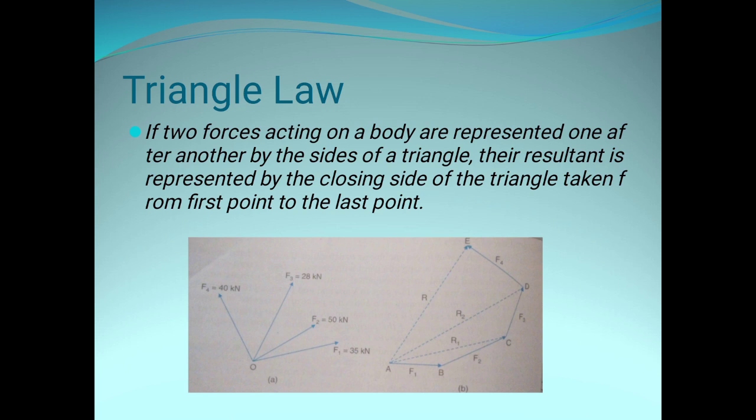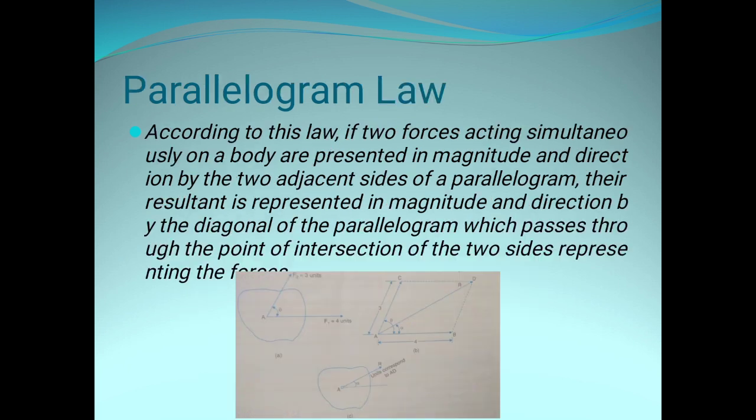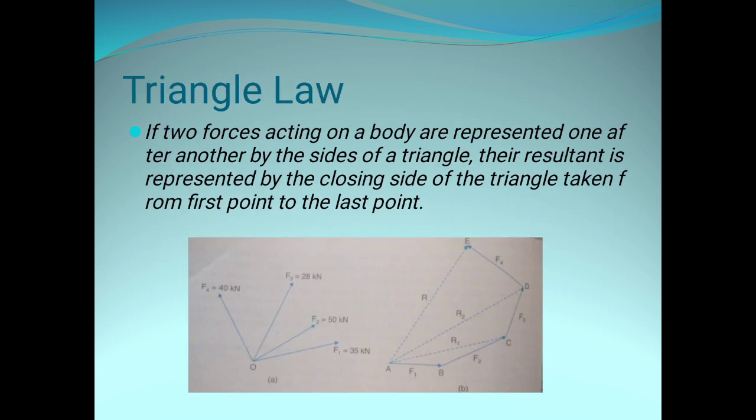So the third side of the triangle is taken as the resultant force. In the previous case we took the diagonal of the parallelogram as the resultant force, and the angle as the resultant direction. In this case we are taking the third side of the triangle, the closing side, as the resultant force, and the angle is mentioned as alpha. That is the direction of the resultant force.